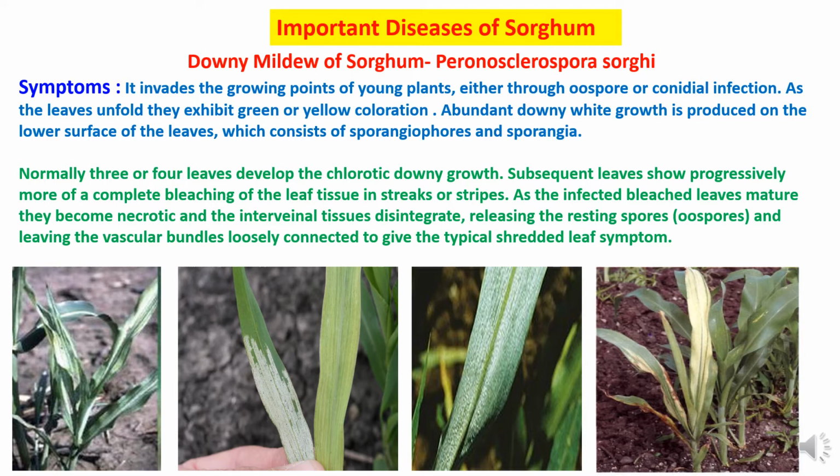As the infected bleached leaves mature, they become necrotic and the interveinal tissue disintegrates, releasing the resting spores and leaving the vascular bundles loosely connected to give the typical shredded leaf symptoms.